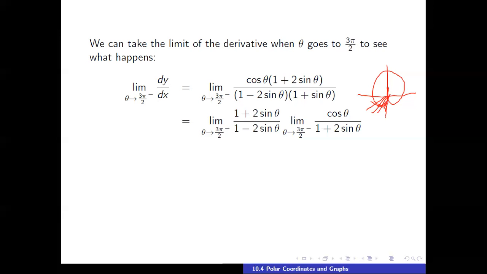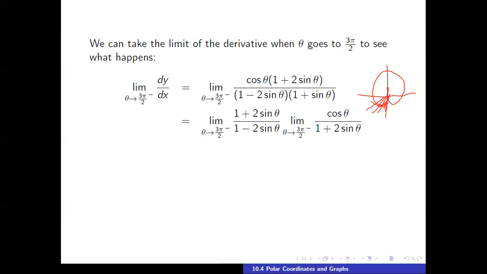What about on the bottom? 1 minus 2 times -1 is 1 plus 2, which is 3. So what is the limit of that first fraction? -1/3. Yeah? What about the second fraction? Well, the second fraction is a little bit annoying because what does cosine go to? What's the cosine function go to? The cosine function goes to 0, okay?